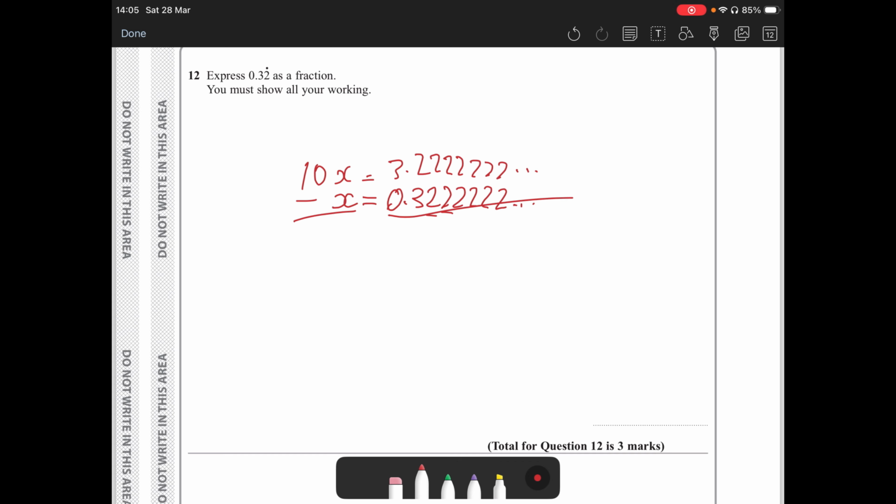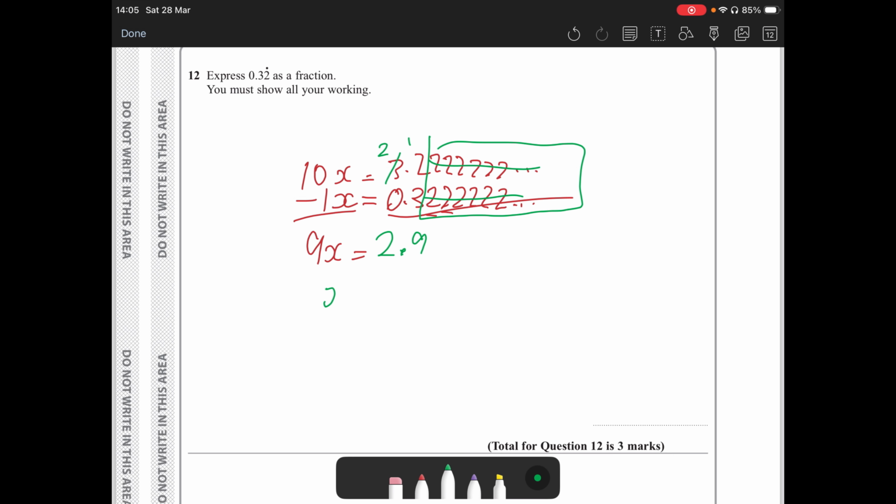So when we subtract these, 10x take away 1x is 9 lots of x. And if I use column subtraction here, all of these digits are 2, so they cancel out if you're taking them away. All you've got to do is 3.2 take away 0.3: borrow 1 from the 3, 12 take away 3 is 9, so 2.9. Cool.